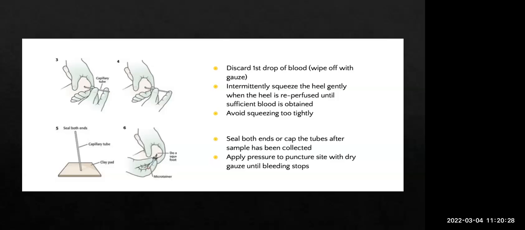Seal both ends of the tube with the caps provided or with wax or clay, as in picture number 4. And in picture number 5, if we use a microtainer tube, we need to touch the collector end to the drop of blood and allow the blood to flow down the wall of the tube to the bottom, and then cap the tube after the sample has been collected. And then apply pressure to the puncture site with dry gauze until bleeding stops. And then tape the puncture site to avoid infection. Okay, next slide.